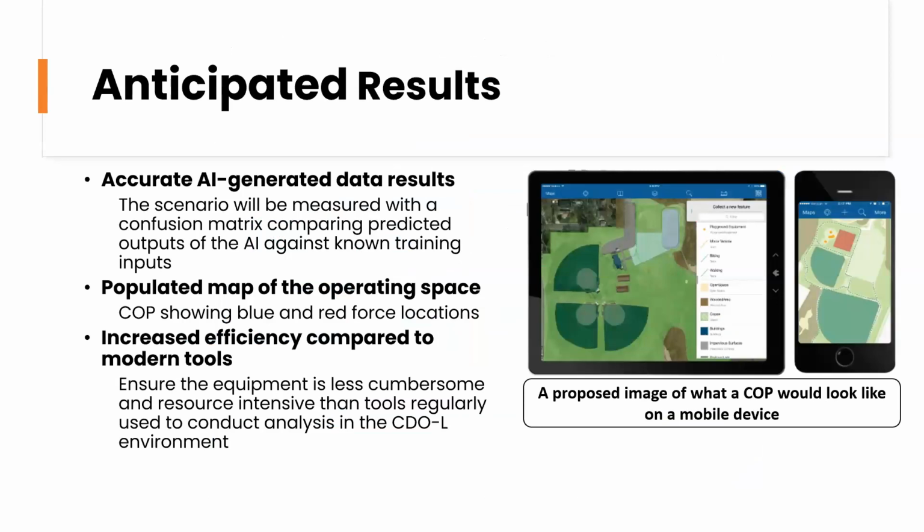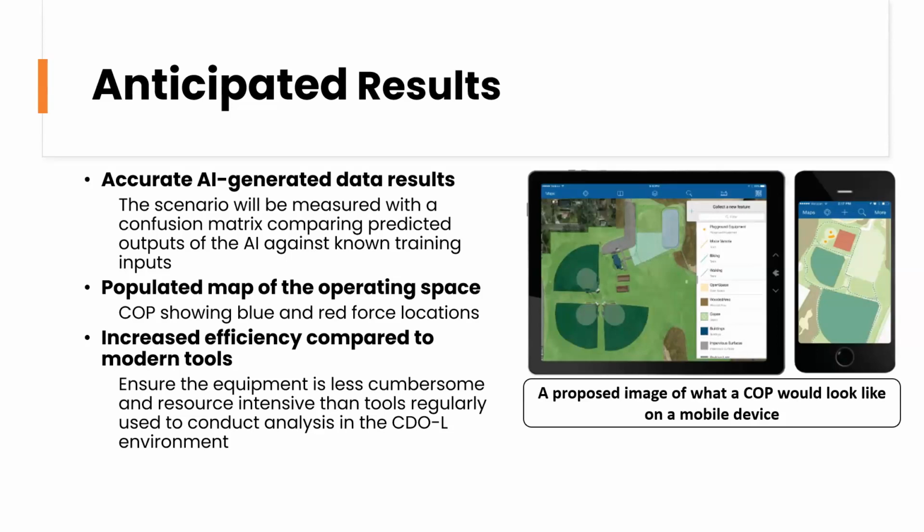So at the end of this project, what will I hope to achieve? First, accurate AI generated data results. The upswing to training the AI is that I am able to monitor and maintain 100% of the knowledge that's being used to feed it. I know what is true and what's not true in this scenario, and therefore I can accurately measure the responses of the AI against the information that it's been trained on.